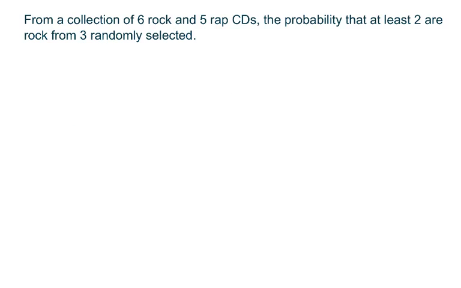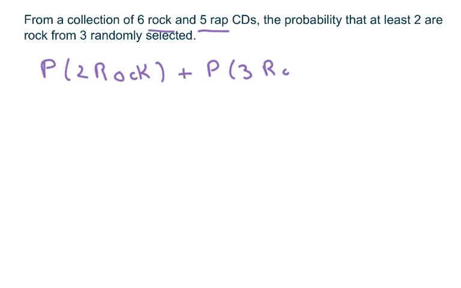Okay, and the last one we have is the same thing. We have 6 rock and 5 rap CDs. We want at least 2 that are rock from a randomly selected. So at least 2 rock is the probability of 2 rock plus the probability of 3 rock. Okay, this is exclusive because we don't have to subtract out duplicates.